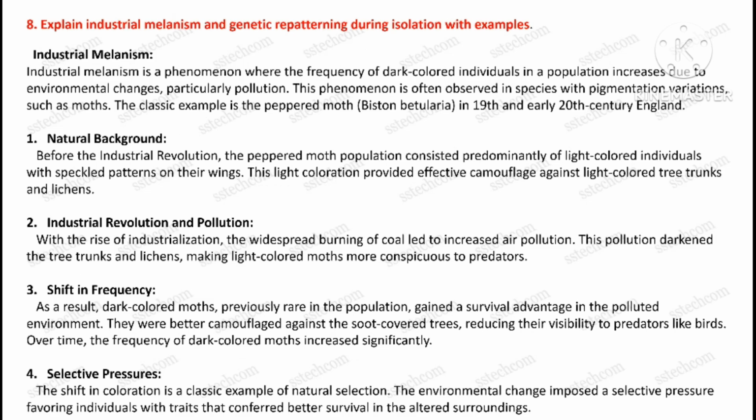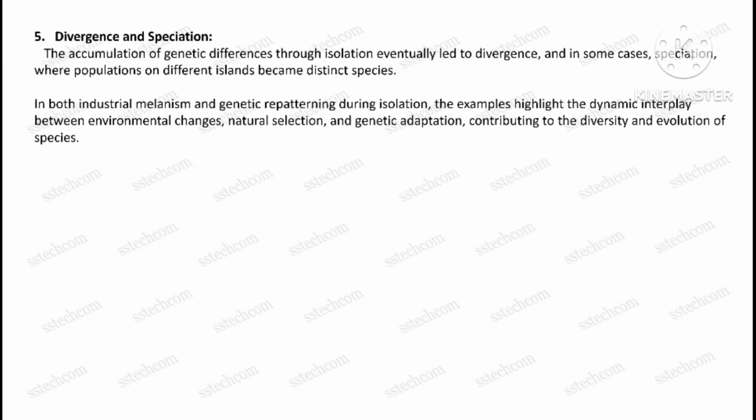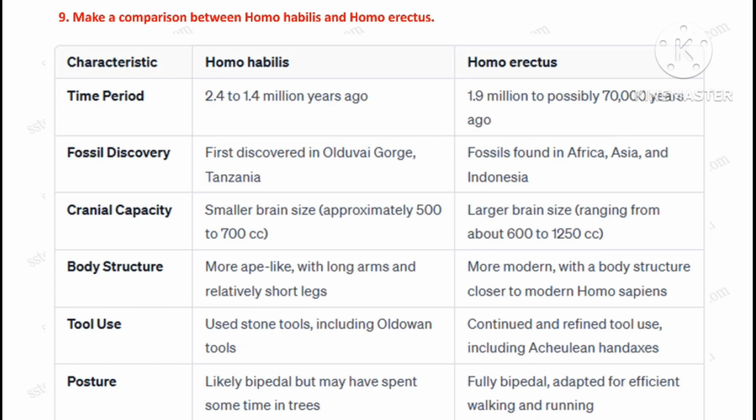Question number 8. Explain industrial melanism and genetic repatterning during isolation with example. Question number 9. Make a comparison between Homo habilis and Homo erectus.